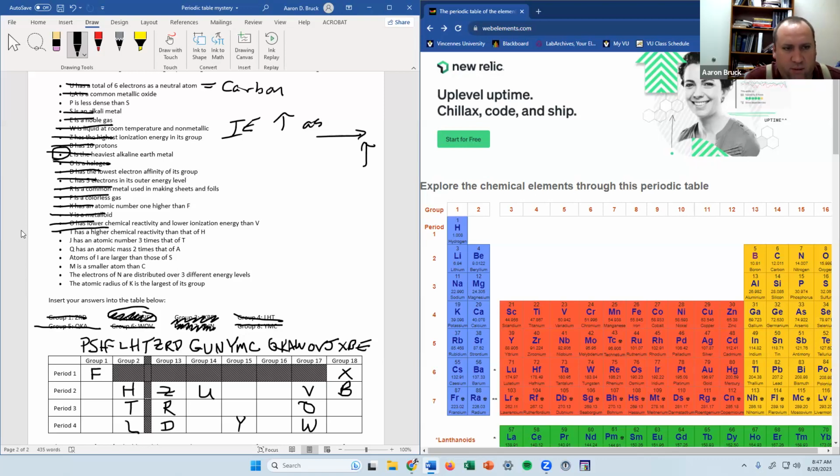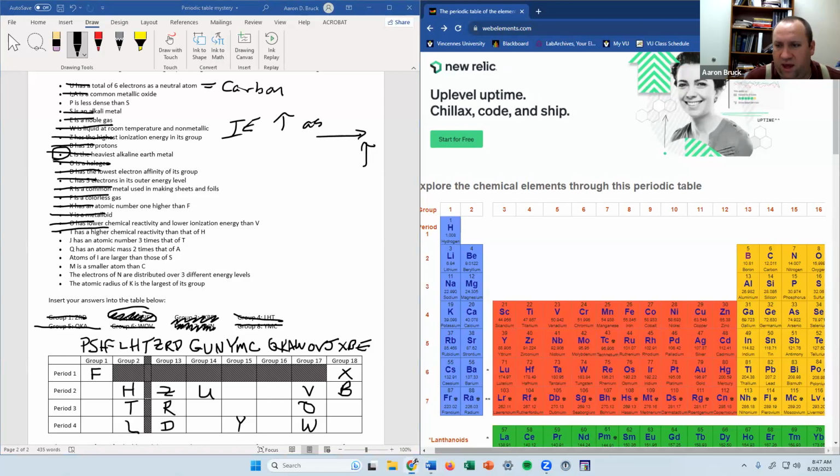J has an atomic number 3 times that of T. Well, we just placed T. T is in group 2, period 3. That's magnesium. An atomic number 3 times that would be 36. Atomic number 36 is a noble gas. So we're over here in period 4, group 18. And so I can put J now here, which means that E must be there.